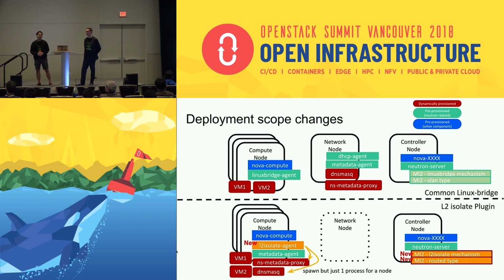This change was needed because with the L2 isolate environment, the Nova compute node provides the DHCP service to all VMs on a local hypervisor, because the compute node terminates the L2 network, but VMs need L2 connectivity to the metadata proxy and DHCP service. That's why we have to relocate the metadata agent, and DHCP service is now provided by the L2 isolate agent.